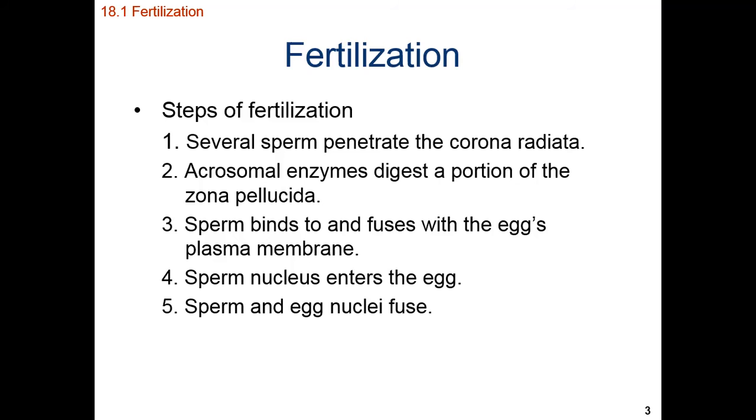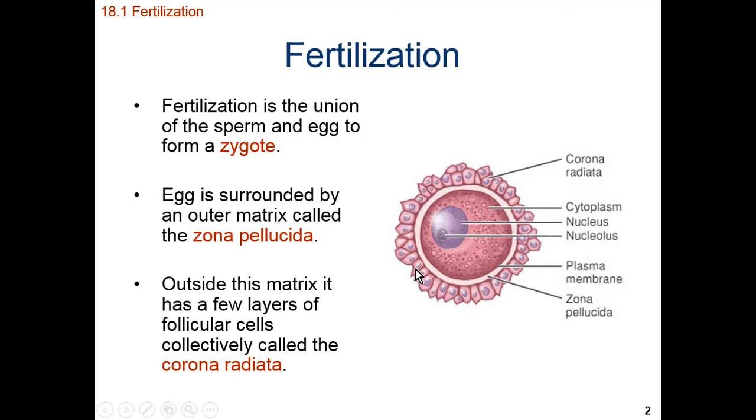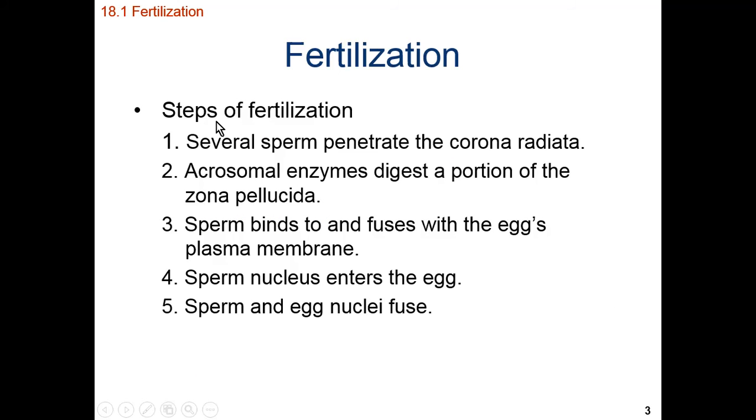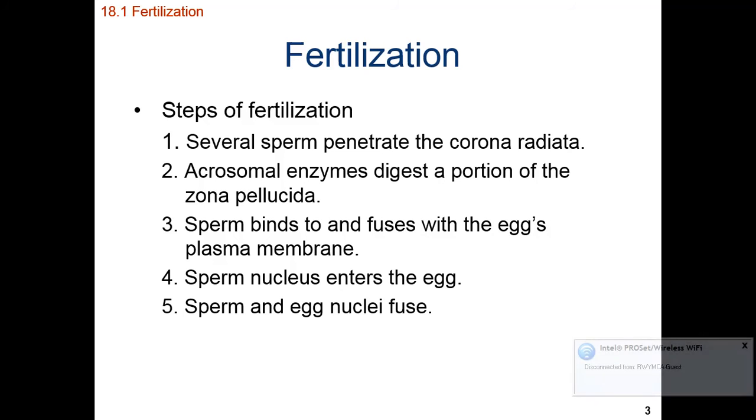So during fertilization, several sperm will penetrate the corona radiata. Several sperm will make it through this outer barrier of cells. And then those sperm will have acrosomes. These are small penetrating packets that have digestive enzymes on the apex, or the tip, of the sperm cell. The acrosomal enzymes will digest part of the zona pellucida, or part of that outer membrane of the secondary oocyte. One of those sperm is able to bind and fuse with the egg's plasma membrane. Once that happens, the sperm's nucleus will enter into the egg, and the sperm and egg nuclei fuse. And once those sperm and egg nuclei fuse together, that is fertilization.